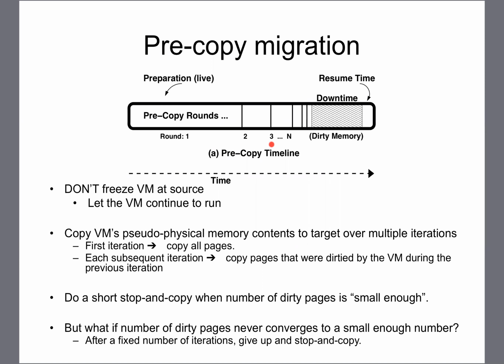And as you can see, we may need multiple rounds of pre-copy before we figure out that we have sent all the pages and there are no dirty pages. Okay, so this is kind of tricky because it may so happen that as we keep sending pages over multiple rounds, in every round the VM may be writing to its memory or some other pages. So actually these rounds may never finish. They may never converge to a small enough number of pages where we can stop the VM and send it.